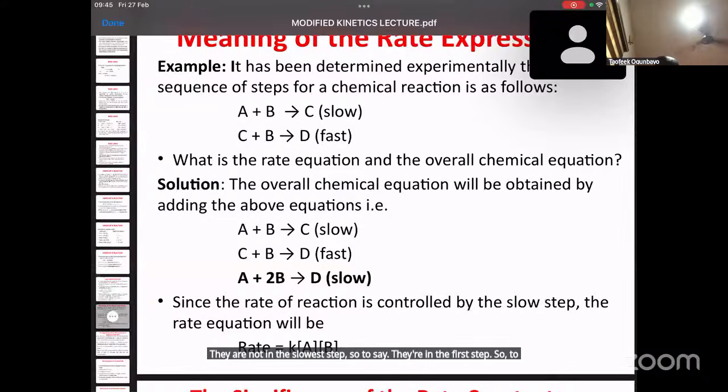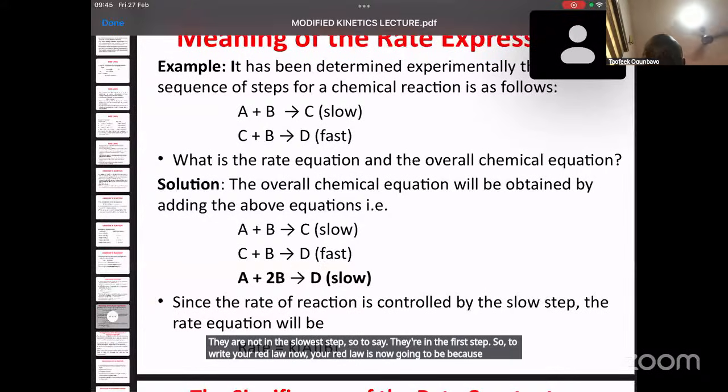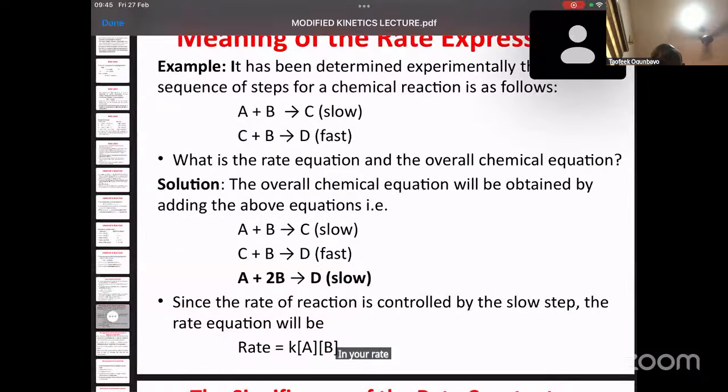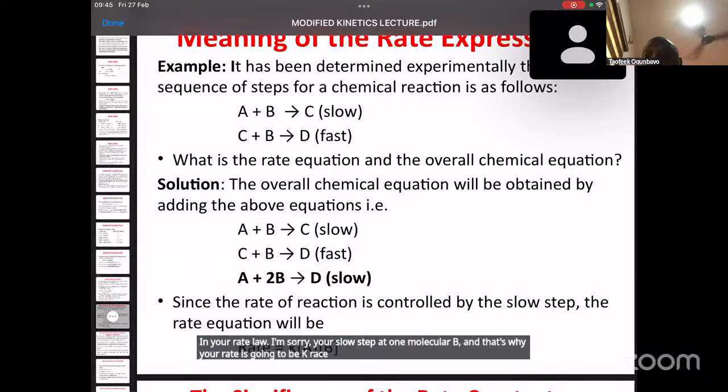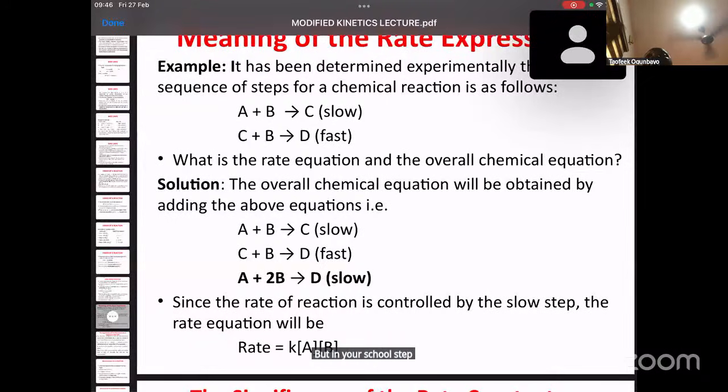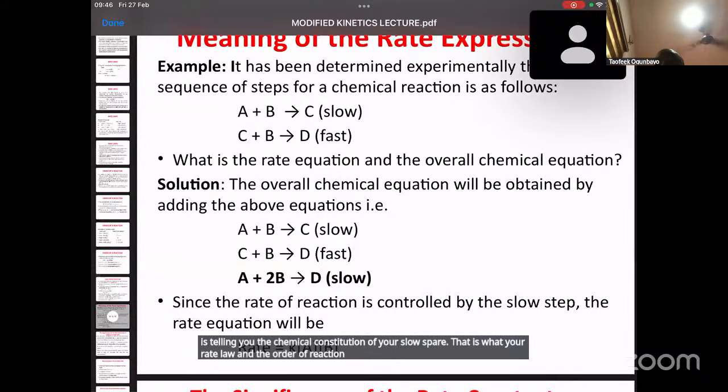So to write your rate law now, because you have one molecule of A in your slow step and one molecule of B, your rate is going to be K into A raised to power 1 and B raised to power 1. And you can see your overall equation has 2B, but in your slow step, you only have 1B. So your order of reaction essentially is telling you the constitution of your slow step. It's telling you the chemical constitution of your slow step. That is what your rate law and the order of reaction are telling you essentially.